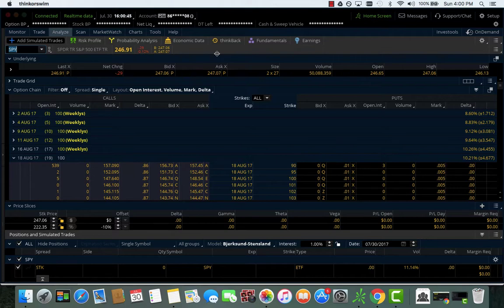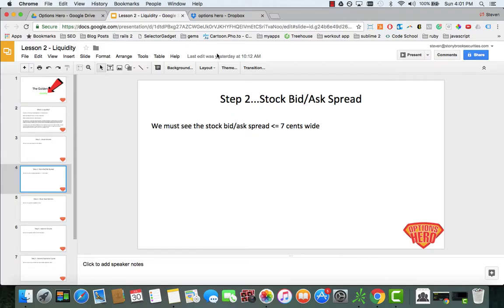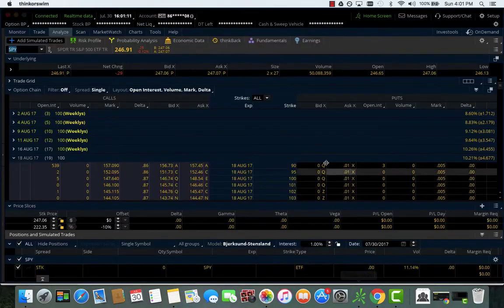So the way to think about the bid-ask spread is that it is the difference between the most someone is willing to buy one share for and the least one person is willing to sell for. Excuse me, I keep tongue twisting myself. That is the bid-ask spread. And remember, we need to see a bid-ask spread for the stock less than or equal to 7 cents wide. The reason for this is because if it's not less than or equal to 7 cents wide, we're going to end up having to pay over fair market value, or mid-price, to be able to execute a trade.